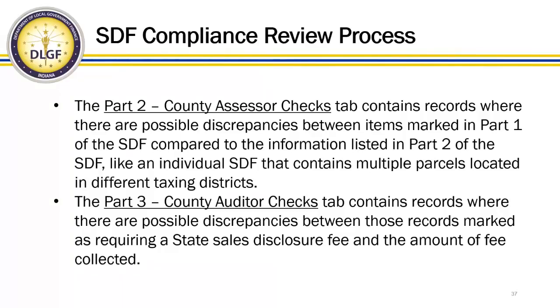Finally, part 3 is mostly the county auditor checks tab. It contains records where there are possible discrepancies between those records marked as requiring a state sales disclosure fee and the amount of fee that was collected. That's something that we're going to be checking on. We need to make sure that that matches up.